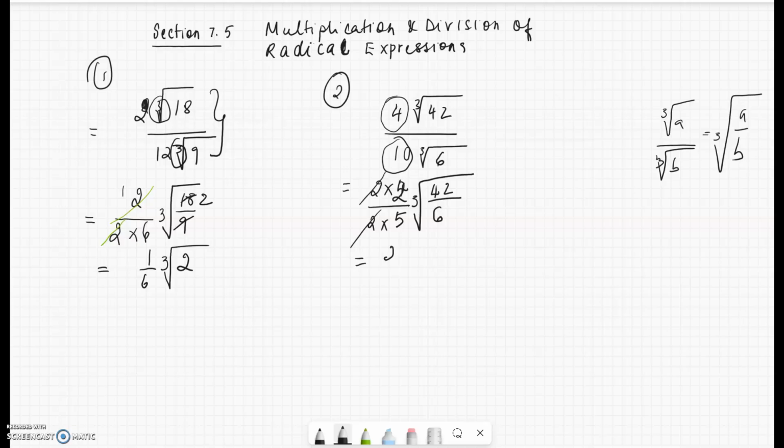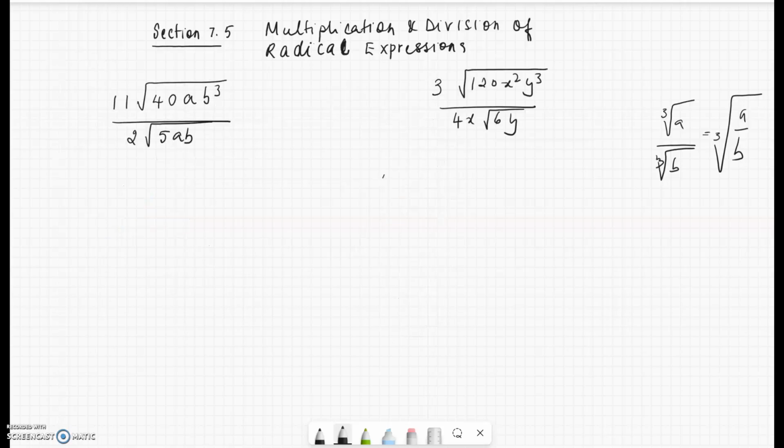Now this is 2 over 5 times the cube root of 6 times 7 is 42. 7 times 6 is 42, and I'm left with 2/5 times the cube root of 7. Notice that in both cases the cube roots are in the numerator.